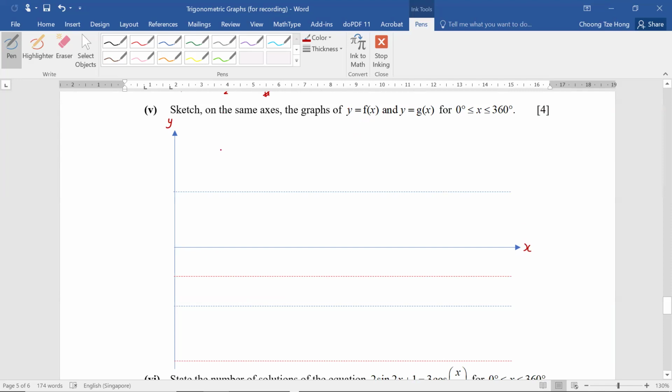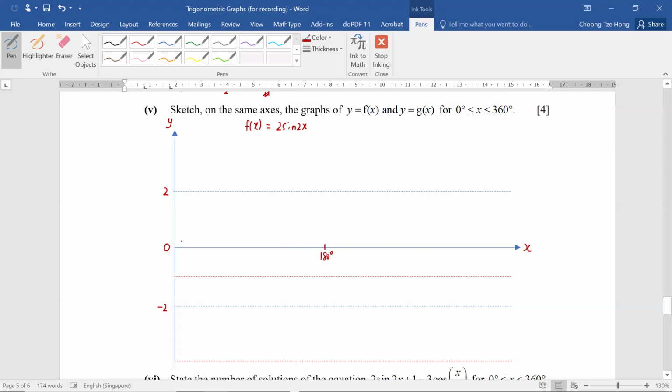fx is, if you recall, 2 sine 2x. There's no vertical shift, so the center point is on the x-axis. The maximum point will be 2, and the minimum point will be -2. The blue dotted lines indicate the maximum and minimum values for the graph fx. Now the period for fx is 180, so you mark out 180 over here.